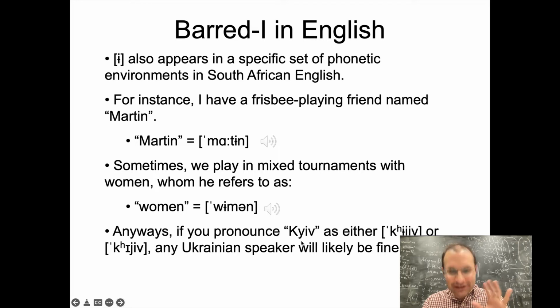Anyways, this city, the capital of Ukraine, Kyiv, is basically, if you pronounce it as Kyiv with a barred I or Kyiv, like they have transcribed in Wikipedia, I think any Ukrainian speaker is probably going to be fine with it if you do that, right? Because it kind of shows that you're trying to pronounce it the Ukrainian way.